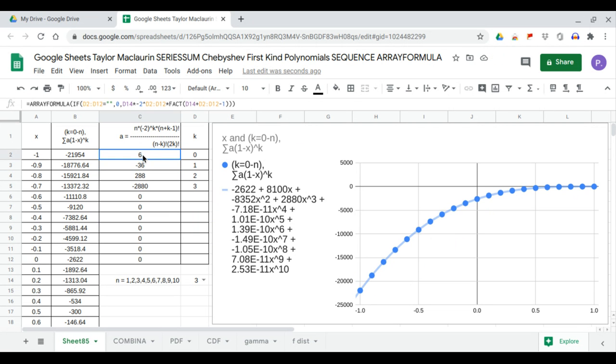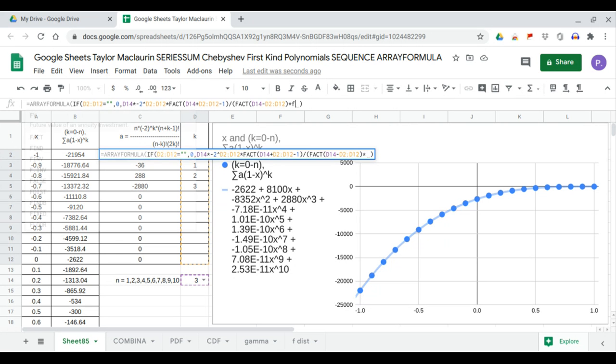Now we continue with the denominator. The denominator has two parts. So we have divided by n minus k. So factorial n minus k. But it's a product. There's another factorial times another factorial 2k. 2 times k.